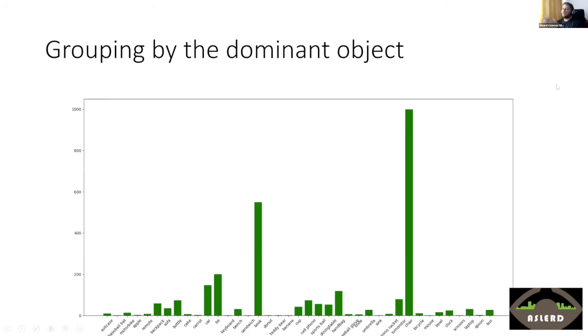Okay, so the results. We grouped the data by the dominant object, and we see that chair is the most encountered object in the videos, which is to be expected from a school setup. Then we have a book, also expected. And then we have tie. So this here is an indication that the school uses uniforms. And so on. We could take every video with its corresponding dominant object and make assumptions about what the video is about.